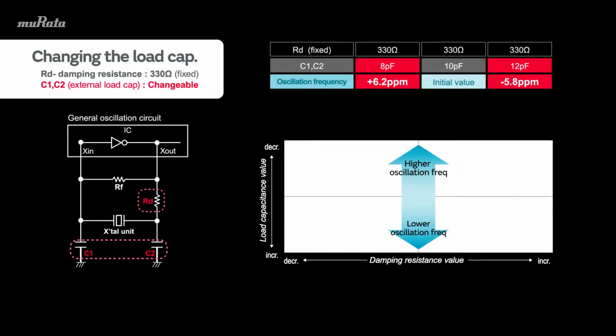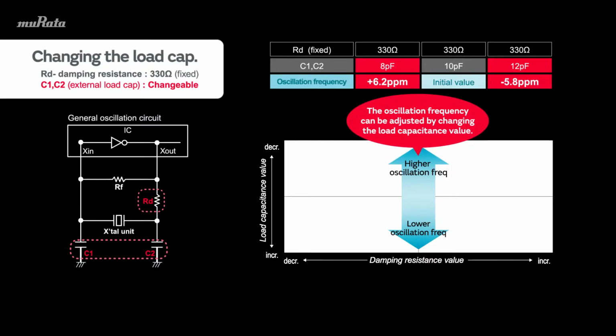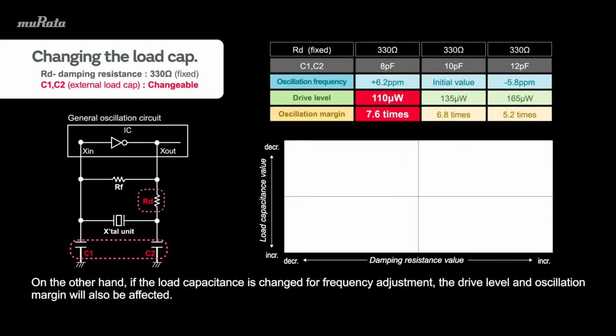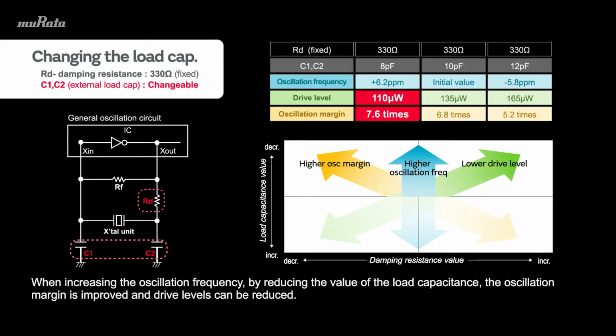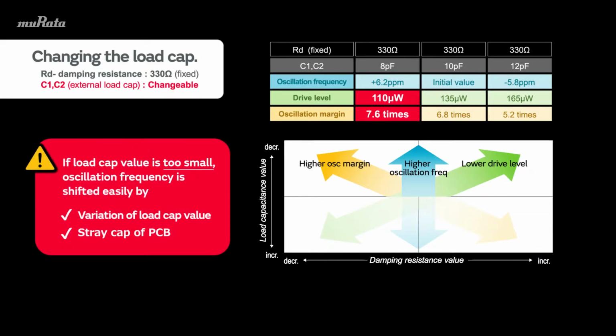Therefore, by changing the load capacitance value, the oscillation frequency can be adjusted and the desired oscillation frequency can be obtained. On the other hand, if the load capacitance is changed for frequency adjustment, the drive level and oscillation margin will also be affected. When increasing the oscillation frequency by reducing the value of the load capacitance, the oscillation margin is improved and drive levels can be reduced. However, if the load capacitance is too small, minor effects can cause frequency fluctuation and require attention.